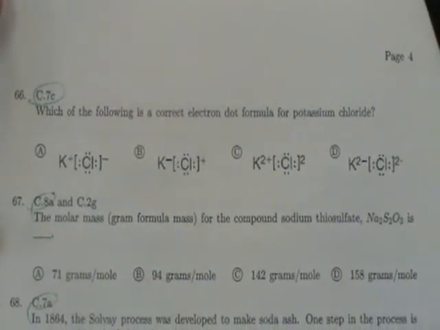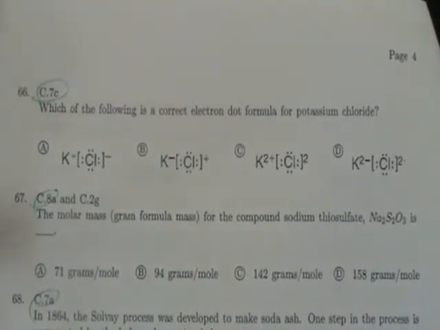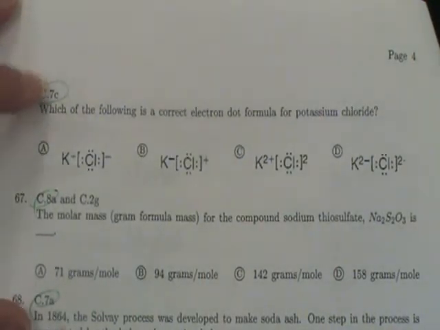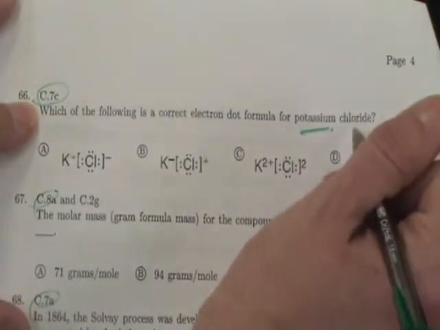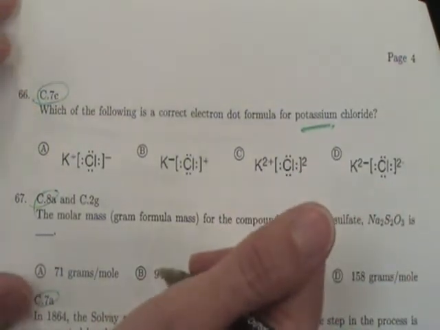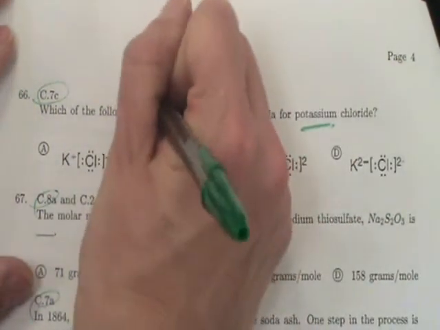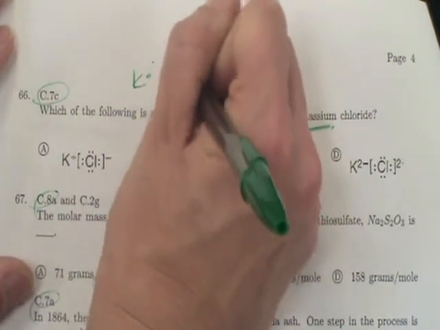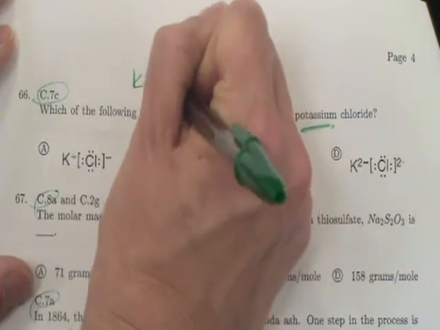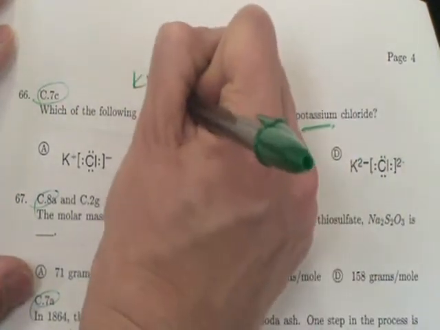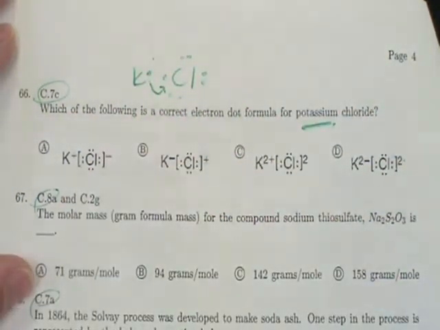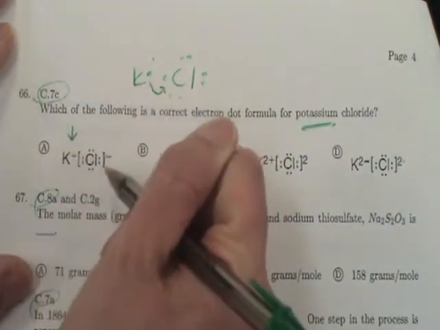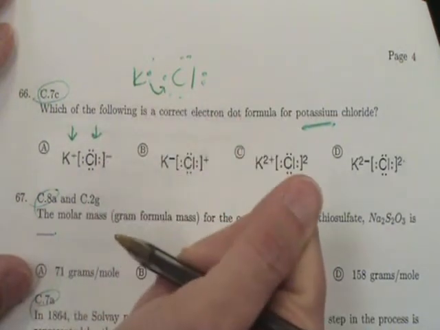All right, so which of the following is the correct electron dot structure for potassium chloride? Potassium is a metal. Chloride is a non-metal. We're talking about an ionic compound. Potassium is in group 1, so it has 1 valence electron. Chlorine is in group 17, so it has 7. This 1 electron is going to come over here, and so you end up with K plus and Cl minus.